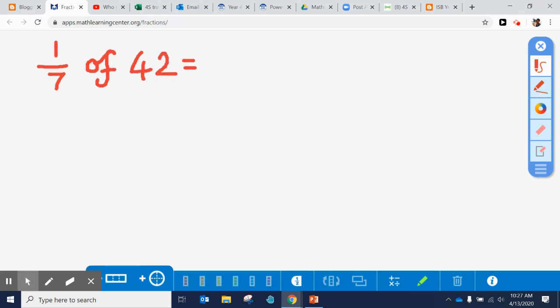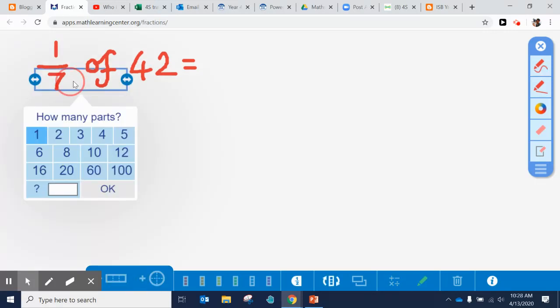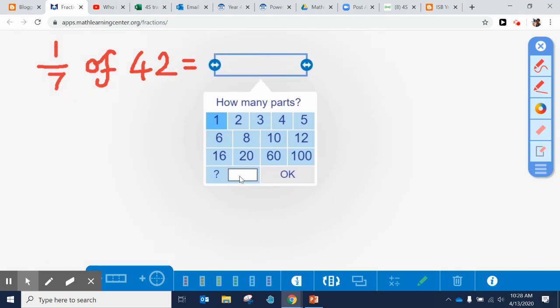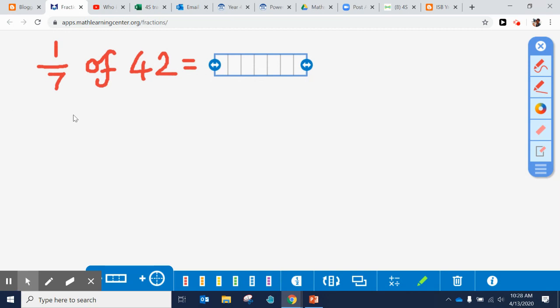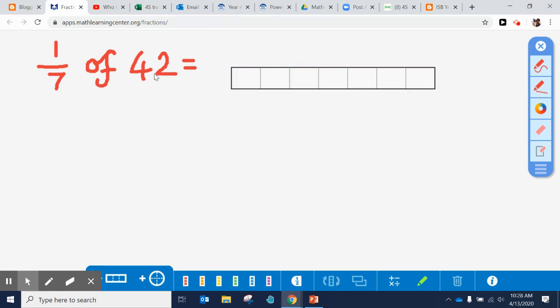Let's do another one. This next question is 1/7 of 42. Now, I'm going to get my bar model. I'm going to split it into 7ths. Because what this is saying is that my whole is 42 and it is being split or divided into 7 equal parts. I'm going to make this a little bigger. Here we go. So my whole is 42.